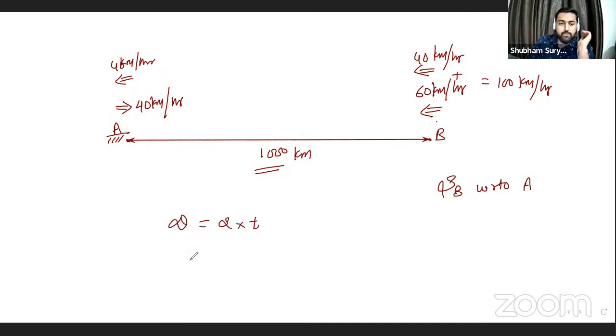I know distance is equal to speed into time, so B has to cover a distance of 1000 kilometers but now the speed is increased to 100 kilometers per hour. Let's say time taken is t, so the value of t will come out to be 10 hours. So how much time will it take for A and B to meet each other? It will take 10 hours for A and B to meet each other. This is how you can use the concept of relative speed.